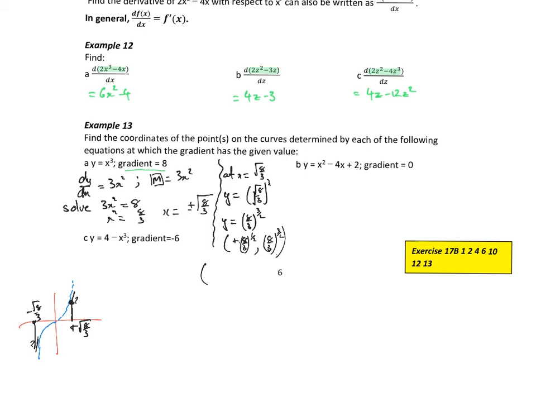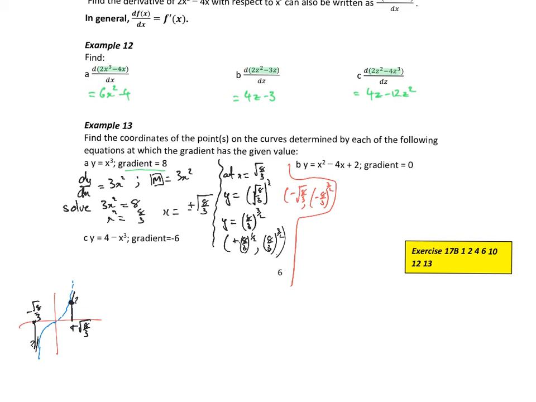My other coordinate, I might just change the colour, is going to be at negative square root of 8 on 3 and negative 8 on 3 to the 3 on 2. I'm sorry about that, it's a little bit tight for room.